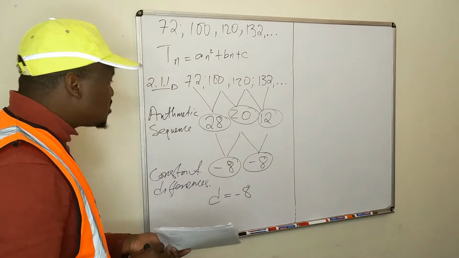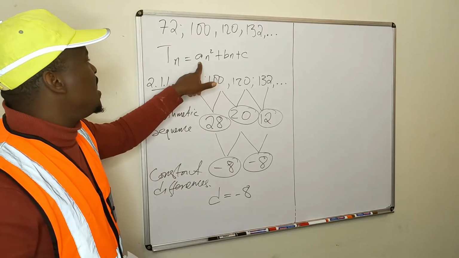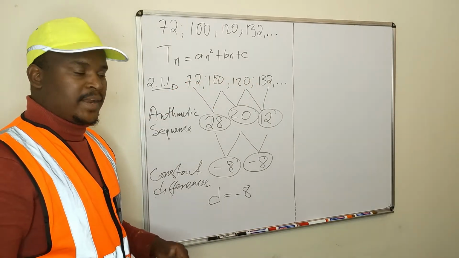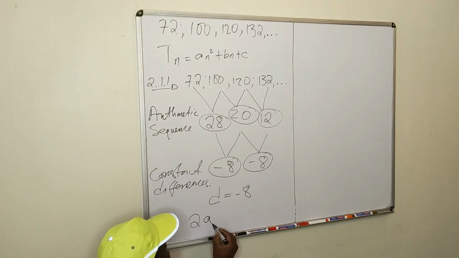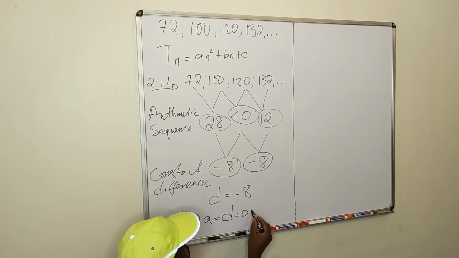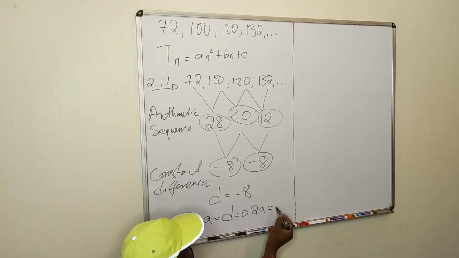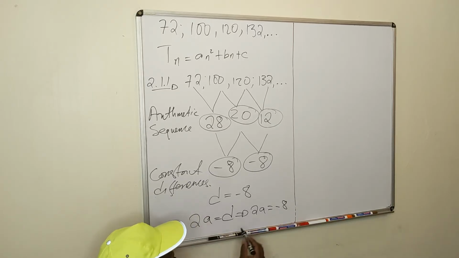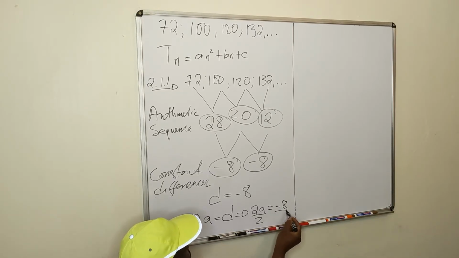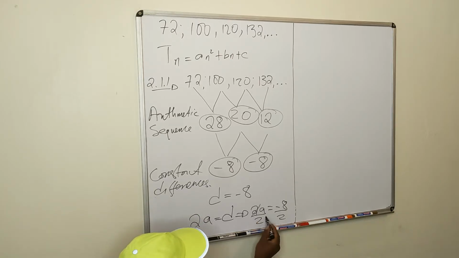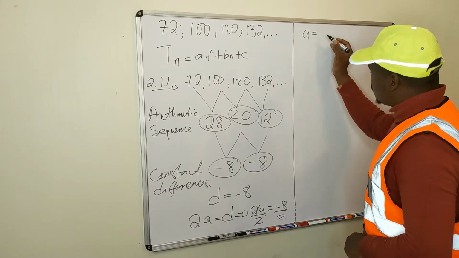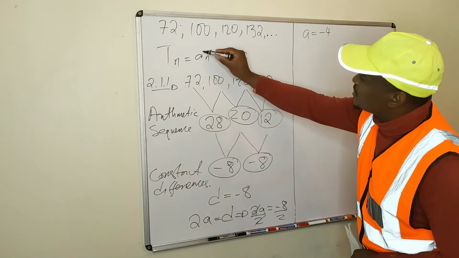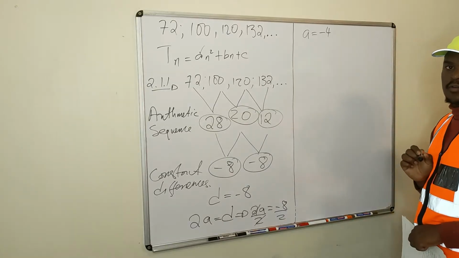So now, what we are asked to find are A, B, and C, right? So you know that 2A is equal to your D, which means that 2A is equal to minus 8. So you divide by 2 on both sides, the 2 goes away, and you're left with A. So this tells you that your A is equal to minus 4.